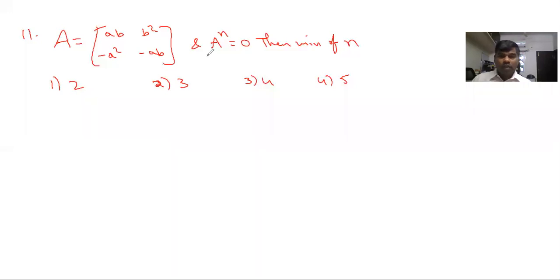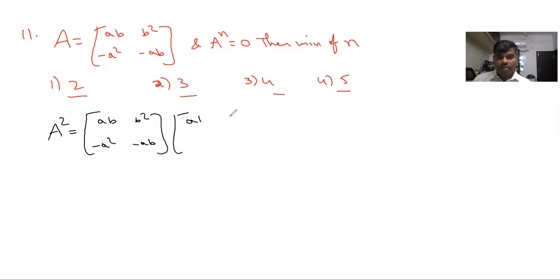So the minimum value of n such that A power n equals 0 - because they have given the options 2, 3, 4, 5, definitely one of the powers of A will give you 0. So let us start calculating A square itself. If you calculate A square, it is the matrix ab, b square, minus a square, minus ab, multiplied again with ab, b square, minus a square, minus ab.